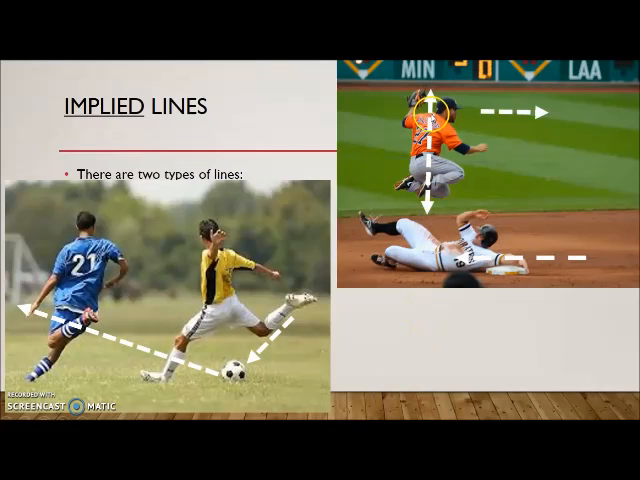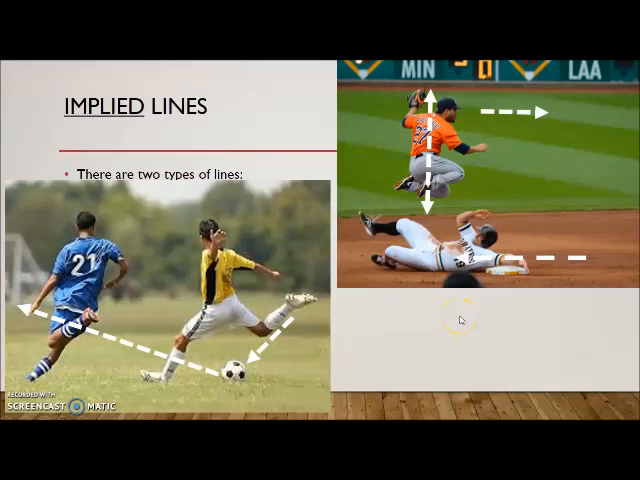We can sense the baseball player in the orange is jumping up, or even that he's about to fall down after having avoided running into his opponent that is sliding in this direction to the base. We also see that the player is looking in a certain direction, and that is also an implied line. So implied lines are made by movement and eye contact.